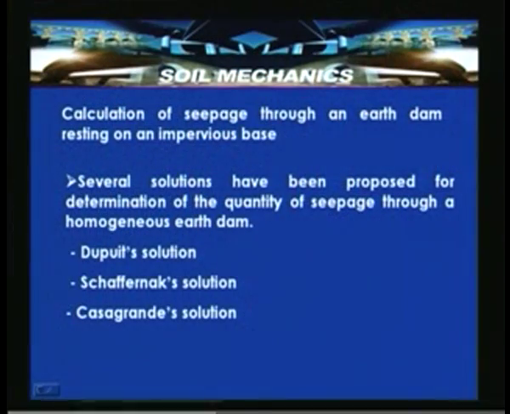For calculating the flow through embankment dams or earthen dams, we said that the seepage basically depends upon the construction of the phreatic line. For that, many solutions were put forward, like Dupuit's solution and Schaffernak's solution, and we also saw the Casagrande solution. Several solutions have been proposed for determining the quantity of seepage through a homogeneous earth dam. Dupuit's solution was the first one, then Schaffernak's and the graphic construction, and Casagrande's solution was discussed by us.